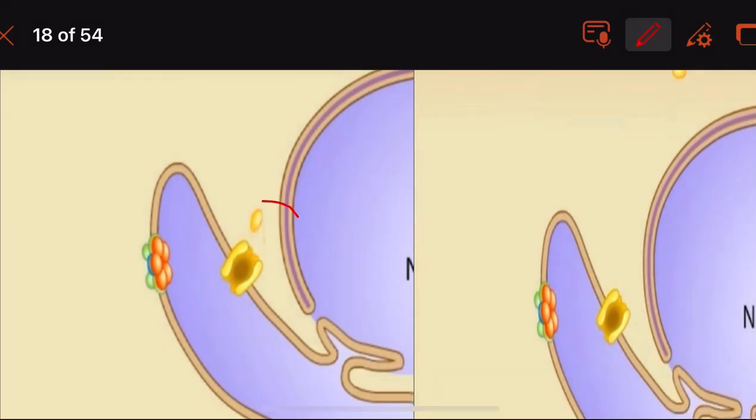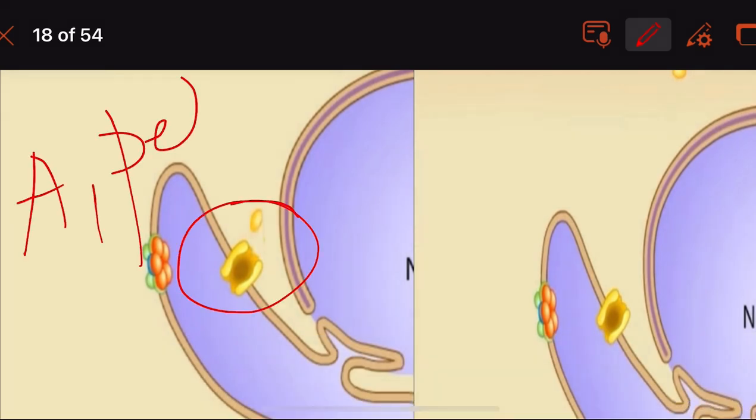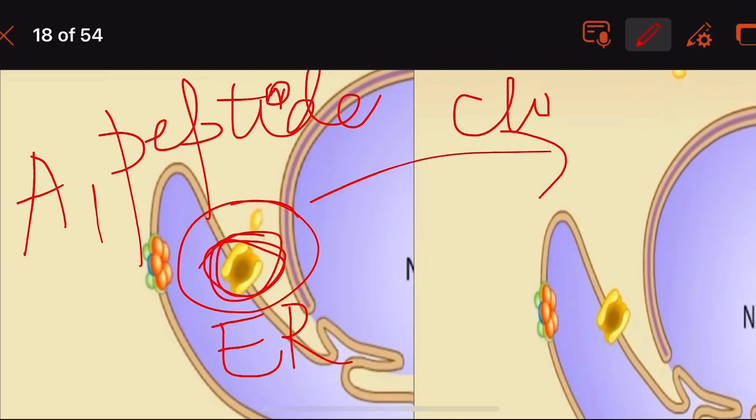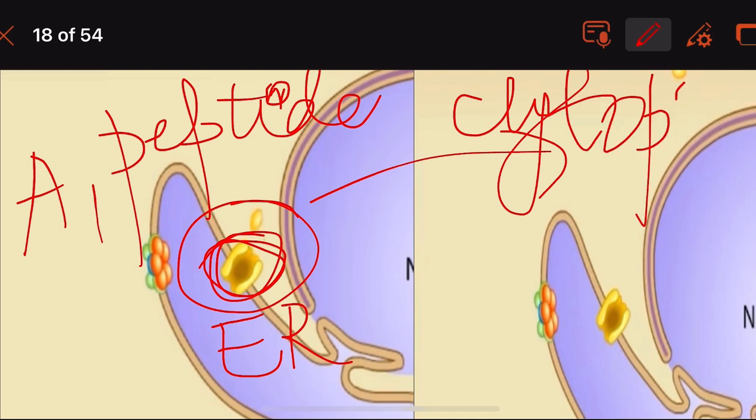You can see here, the A1 peptide gets released from A2, and it is traveling from the lumen of the endoplasmic reticulum. This is the lumen of the endoplasmic reticulum. It is entering into the cytoplasm.